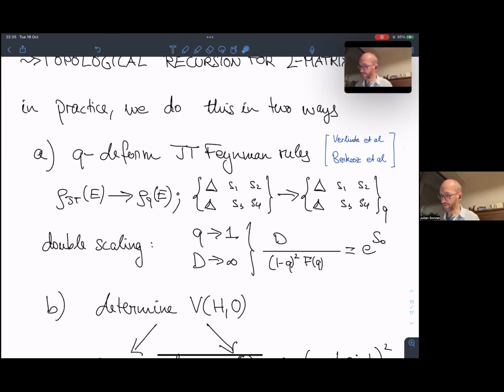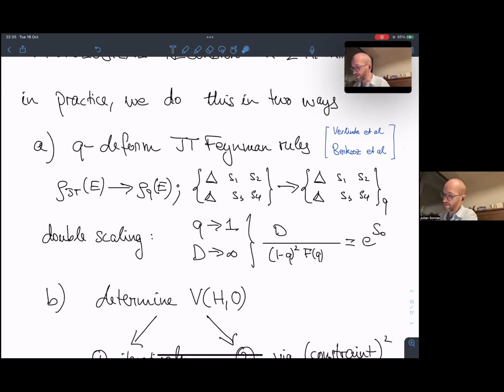Now that's still all words. So in practice, how do we do this? Well, in practice, the first step is that we take JT gravity, which has been written in a very nice form using some very elegant Feynman rules that come first from a paper of Hermann Verlinde and collaborators, and also Micha Berkooz and collaborators. And we deform them in such a way that we get finite versions.